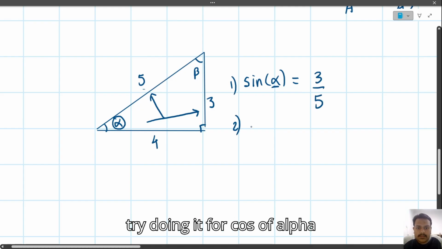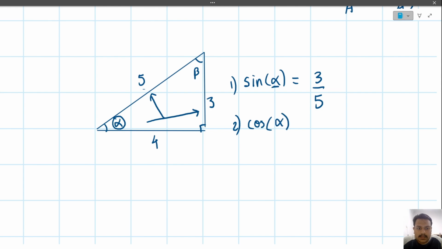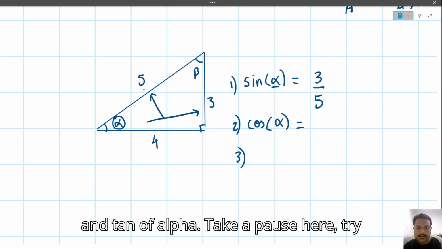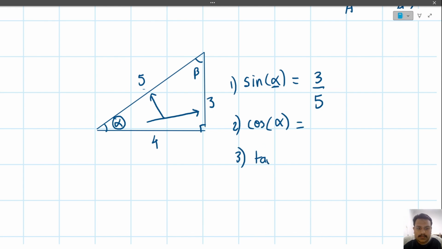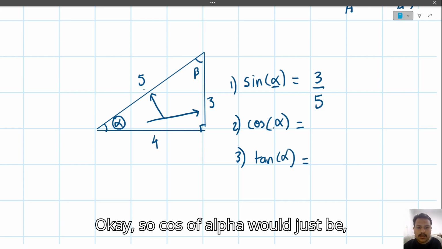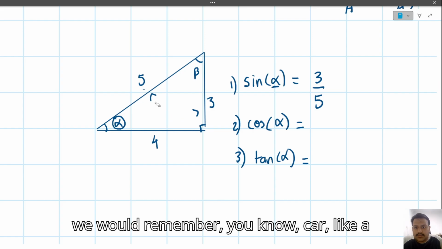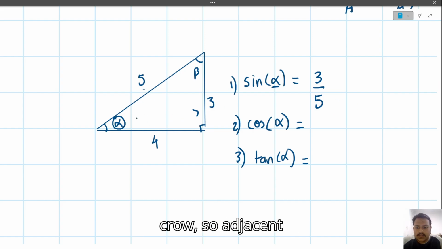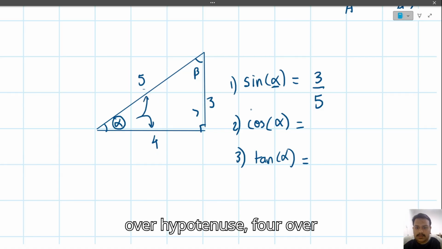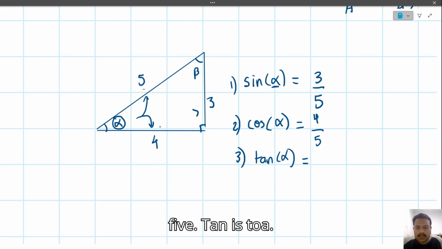So try doing it for cos of alpha and tan of alpha. Take a pause here and try these. Okay, so cos of alpha, we would remember CAH, like a crow: adjacent over hypotenuse, 4 over 5. Tan is TOA, opposite over adjacent, 3 over 4.